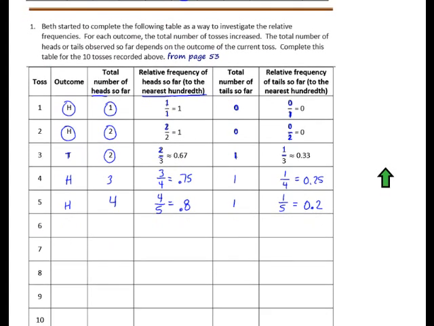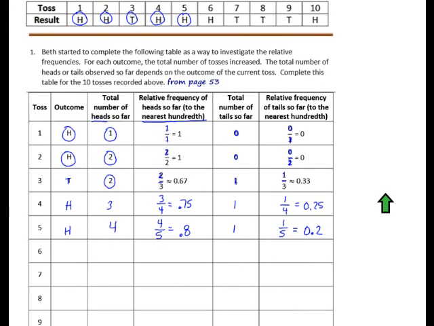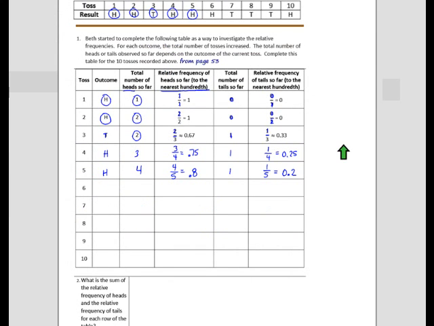So I'm going to go ahead and fill in the rest of the chart, but I'm not going to do the decimals. I'd like you to go back and do the decimals on your own. You can either follow along or you can skip ahead and do this on your own. So number 6 is heads, number 7 is tails, number 8 is tails, 9 is tails, and 10 is heads.